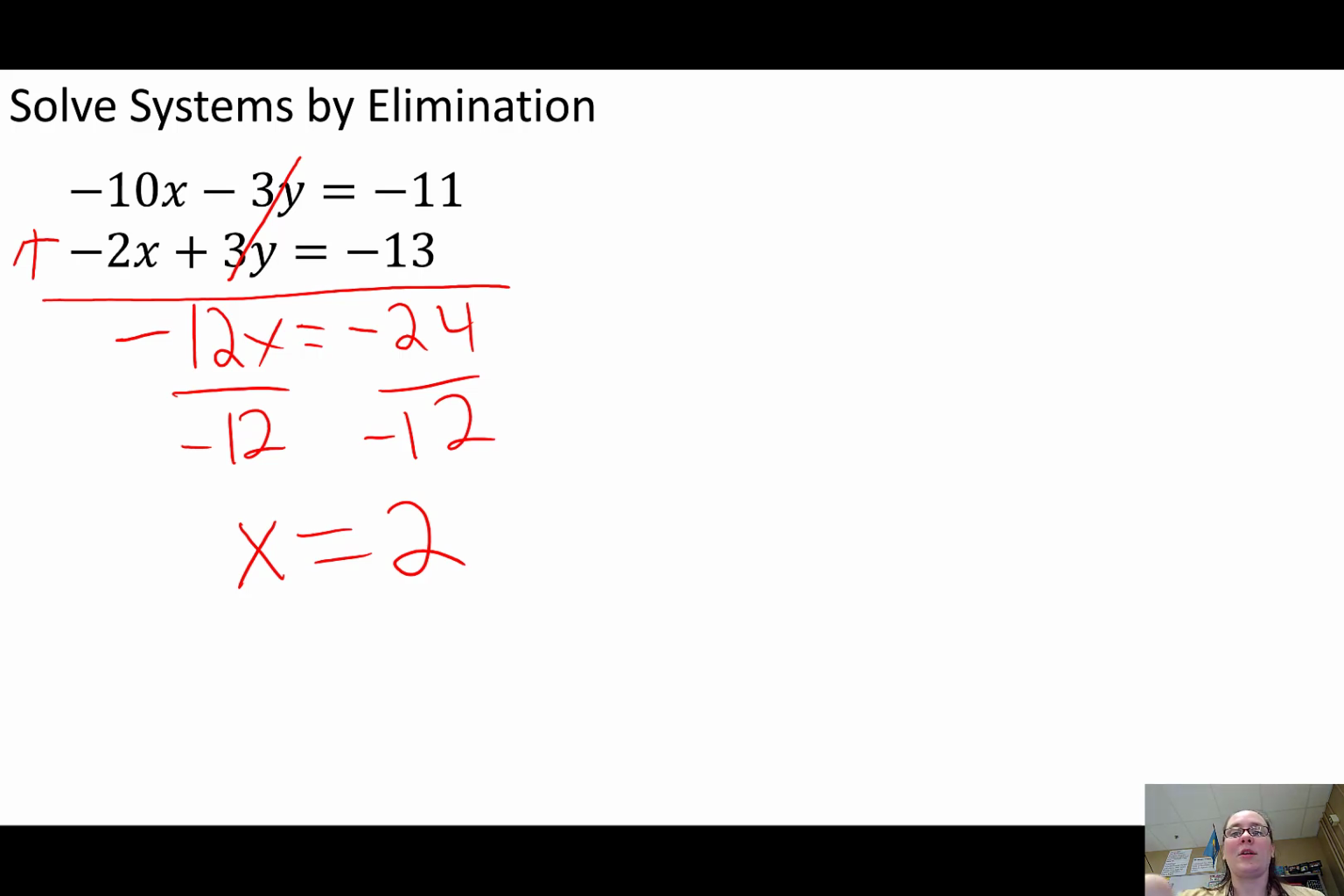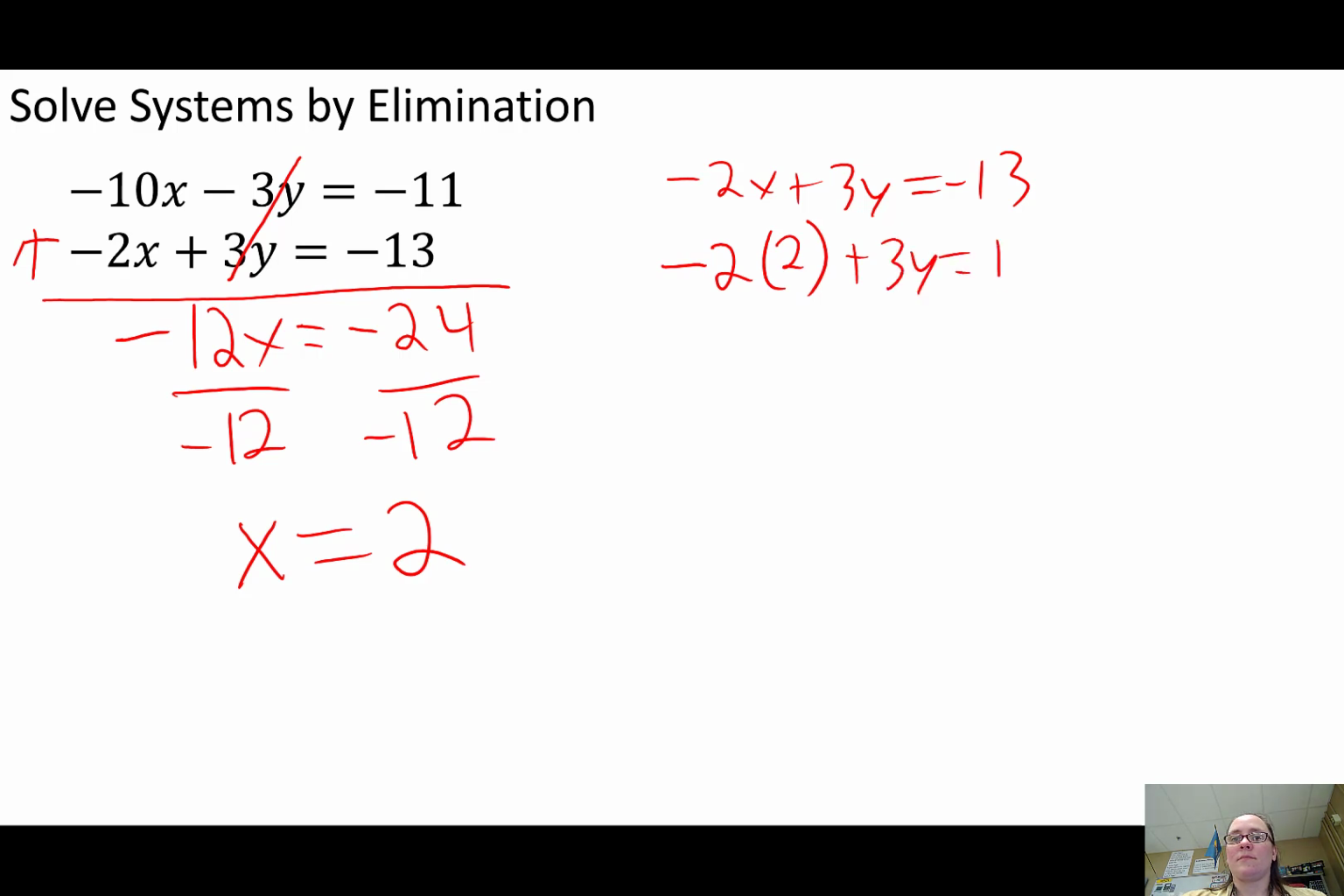I'm going to use the second one this time, so the negative 2x plus 3y equals negative 13. So we found x this time, so I'm plugging in 2 for x. So negative 2 times 2 is a negative 4, plus 3y equals negative 13. Add 4 to both sides.